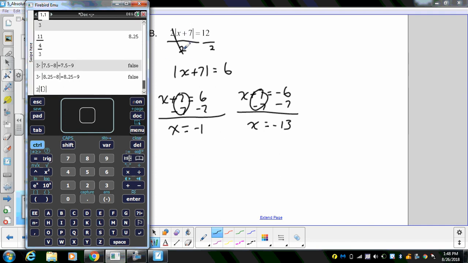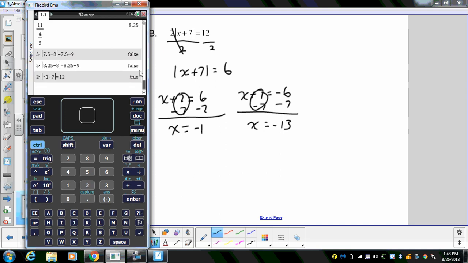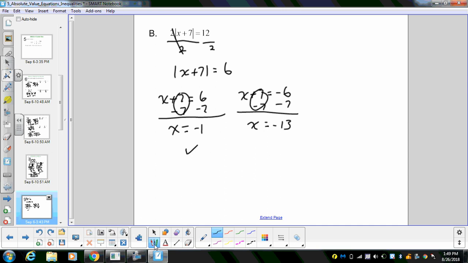And then 7x, I'm going to plug in the number I just got. So it's going to be negative 1 plus 7. Scroll out, hit the equal sign, 12. And see, now it gives me a true statement. So I know that one is definitely a solution.